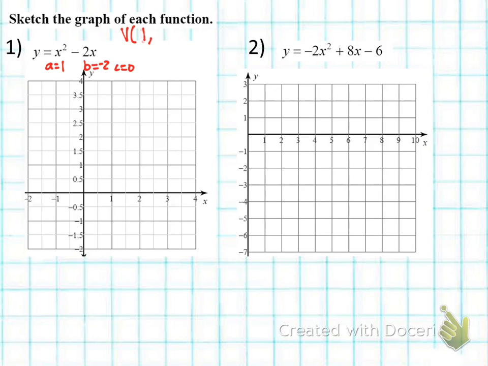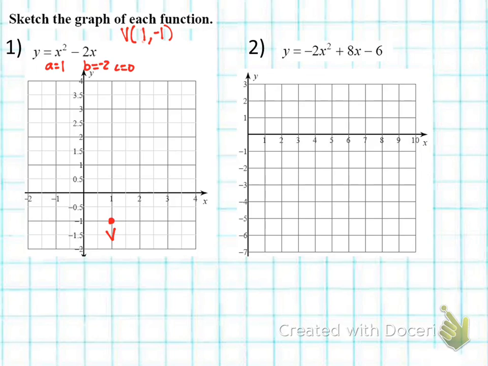So instead of negative b over 2a, I'm just going to put 1 in. And then to figure out the second number, you just plug it back in. So you put it back in here. 1 squared is 1. Negative 2 times 1 is negative 2. So 1 minus 2 is negative 1. Okay, 1, negative 1 is our vertex. So we're going to plot that, 1, negative 1, and this is our vertex. Then we're going to figure out our points left and right.